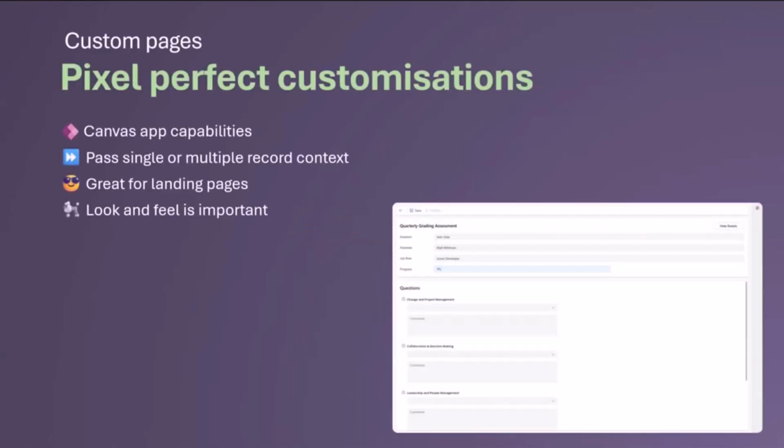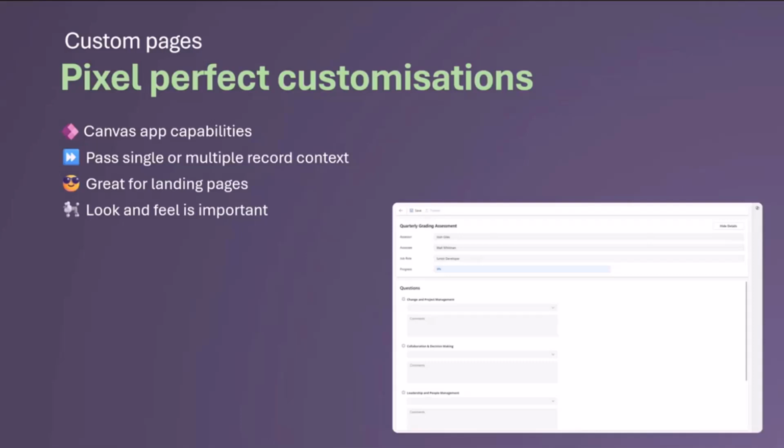The first one I want to showcase is custom pages. So what are custom pages? They're effectively canvas apps in a model-driven app. They give us that kind of pixel-perfect customization. We can drag and drop, make things responsive, customize it to our heart's content, really.